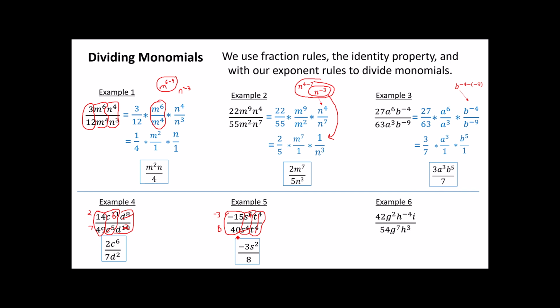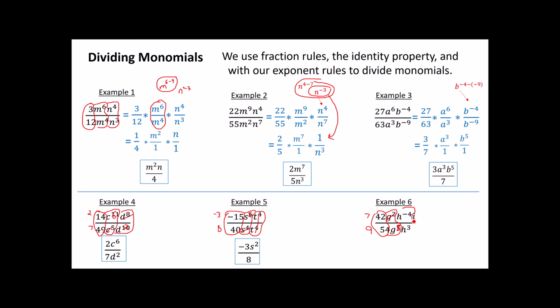Let's do one more of these. Here again, I would suggest trying this on your own before watching the video, but I'm going to keep going here. 42 over 54. Both of those have a 6 hiding in them. So this is going to simplify to 7/9. When I look at my g's, I have 2 on top and 7 on bottom. 2 minus 7 is negative 5, meaning I'm going to have 5 left on the bottom. Remember, negative 5 says use the reciprocal or send those 5 to the bottom.